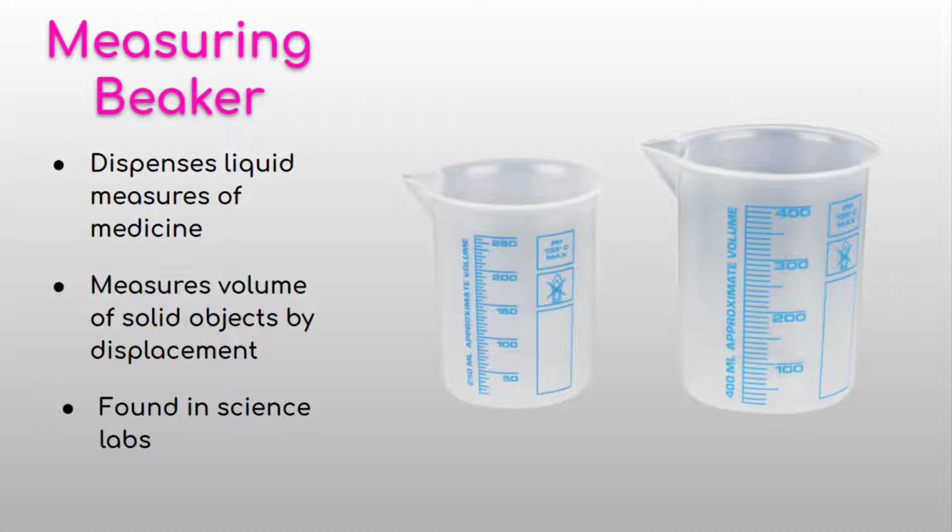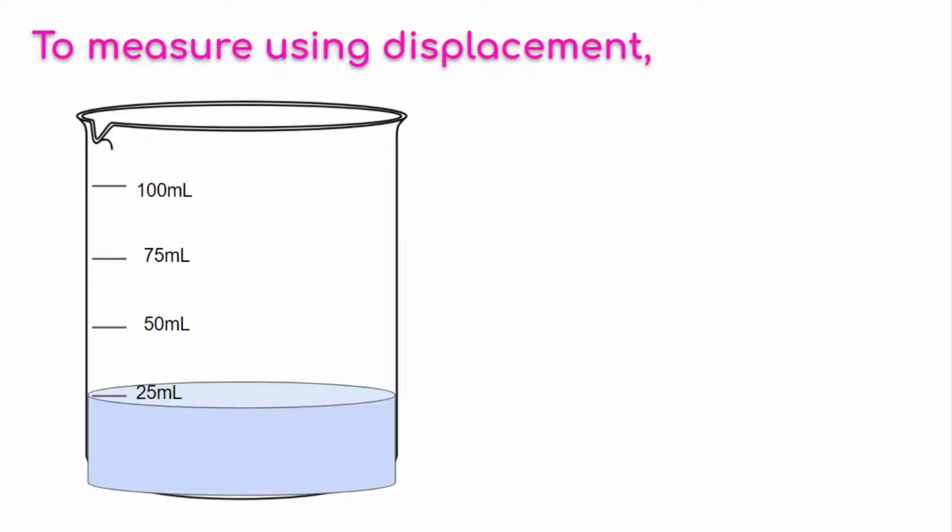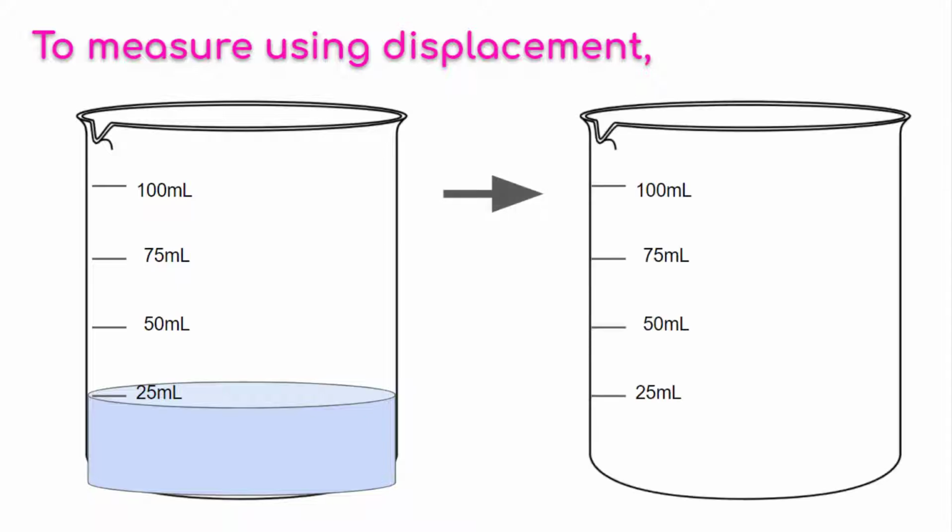We can use it to measure the volume of irregularly shaped solid objects as well by something called displacement. Basically, what we do is first fill a beaker with water and take note of the amount. In this case, I filled it initially with 25 milliliters. Next, put a solid object in the water. Make sure the water doesn't overflow and that the object is completely submerged in the water.